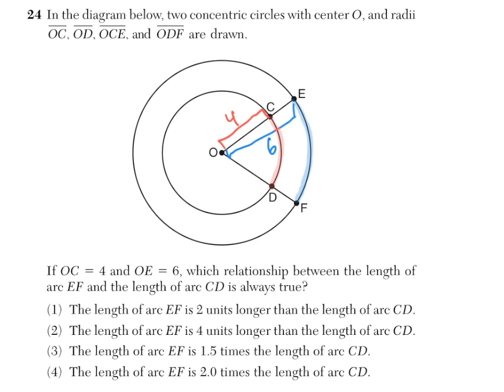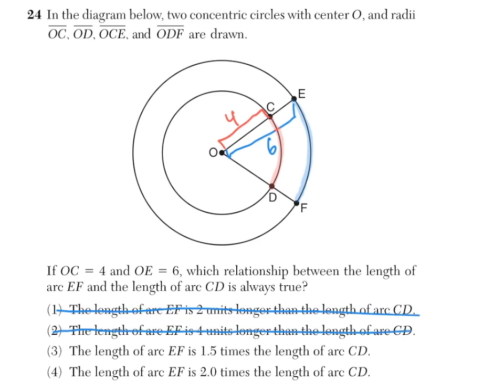Well, I know a few things. I know that these two circles share the same center, and I can see that this outer circle is a dilation of the inner circle. But before we discuss that any further, let's take a look at our options. I noticed that option 1 says the length of arc EF is 2 units longer than the length of arc CD. No, I can see that that's true of the radius, not of the arc. So we're going to eliminate option 1. And when we look at option 2, it says the length of arc EF is 4 units longer than the length of arc CD. No, that's also not true.